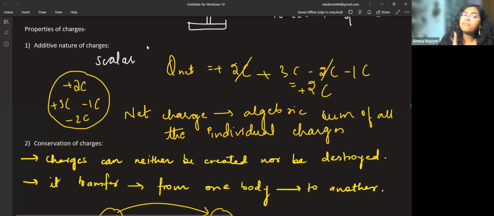Numericals come from quantization of charge. That formula Q is equal to NE is important. That's the first formula from your lesson. You didn't have any formula till now. That's the first formula, and the numericals will commence from there only.